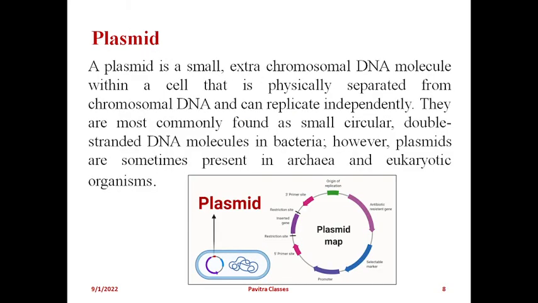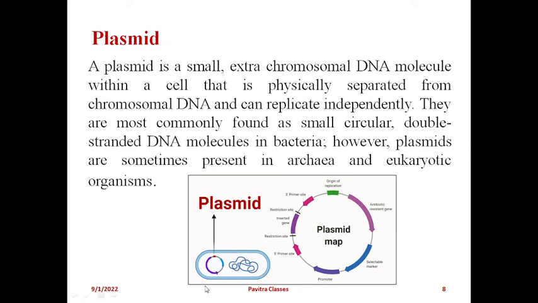Next is the plasmid. The plasmid is a small extra-chromosomal DNA molecule within a cell that is physically separated from the chromosomal DNA and can replicate independently. These are usually circular, double-stranded DNA molecules. These are present in bacteria and archaea, and also in eukaryotic organisms.